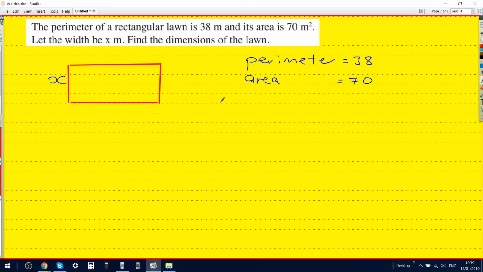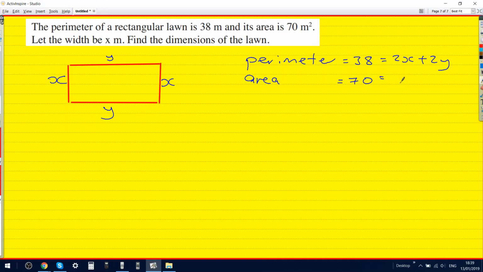How do you find the perimeter of a rectangle? Add up all the sides. Yeah, and so if this is x and this is x, let's say for the moment we'll call this y and y. So what would be the perimeter in terms of x and y? 2x plus 2y. Yeah, so the perimeter is 2x plus 2y.